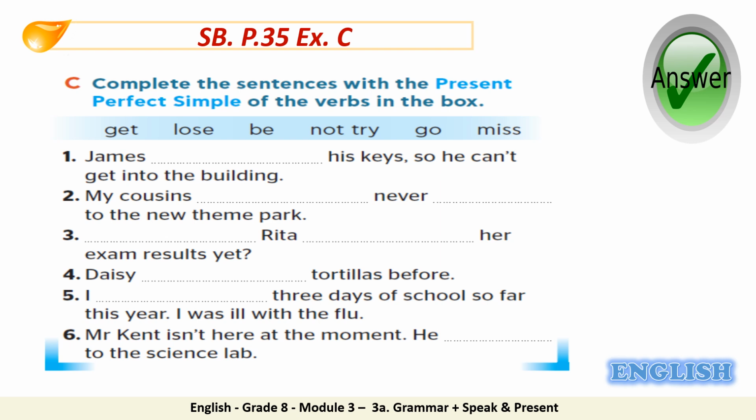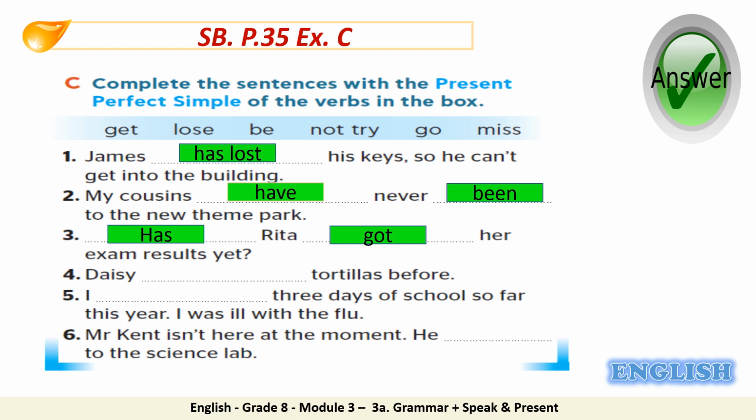Alright, number 1. James, his keys, so he can't get into the building. Very good. James has lost. 2. My cousins never to the new theme park. My cousins, of course, have never been. Third one. Rita, her exam results yet. Right, has Rita got.